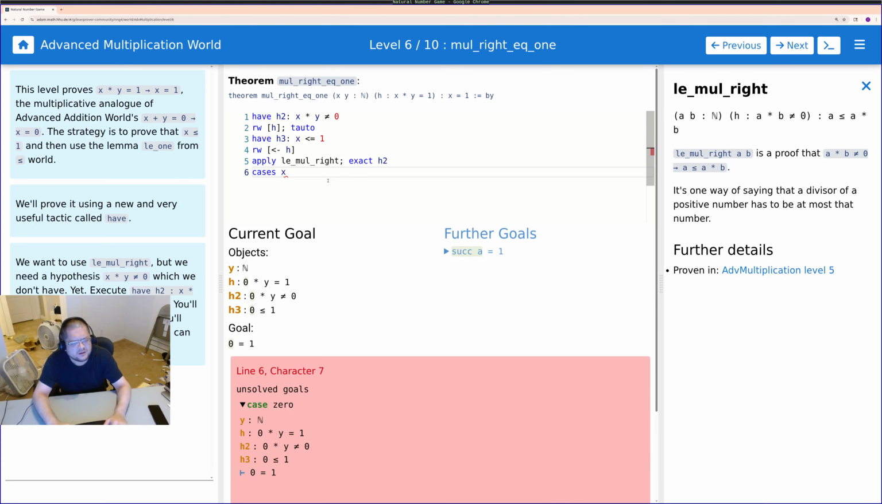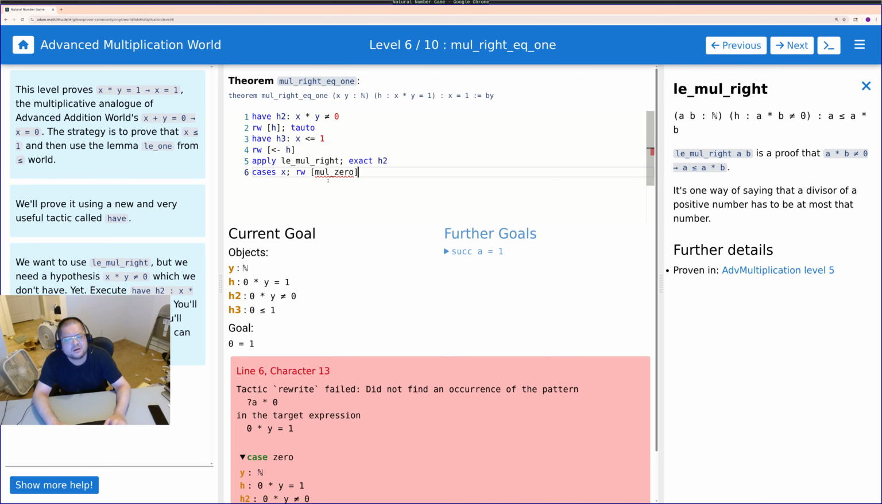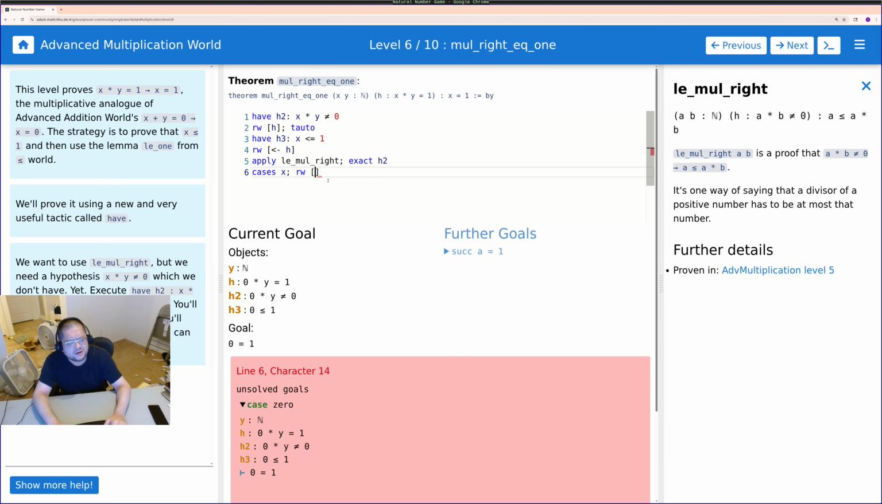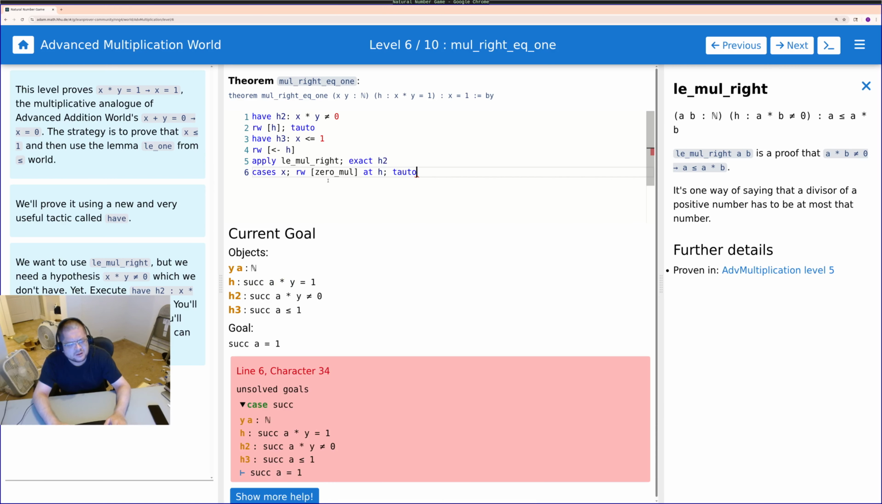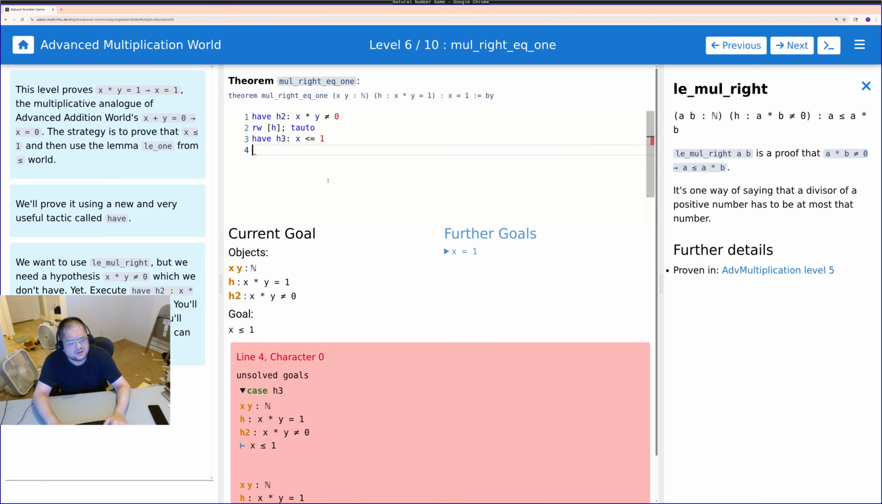Okay, let's just do cases of x. In this case, we can solve it via mul 0 at H. In this case, we want to prove that... hang on. Wait a second. Wait, I'm going to do something else.